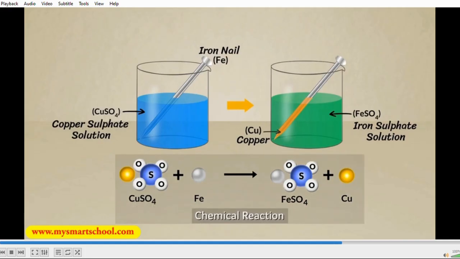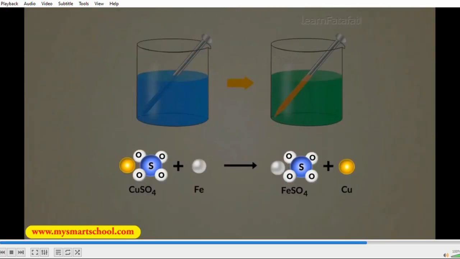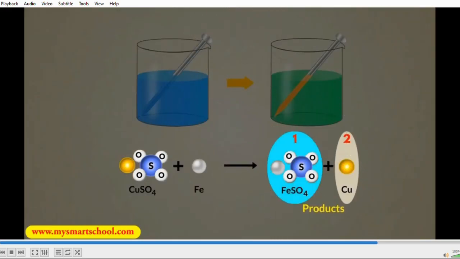How can we identify if the change is chemical or physical? We can identify a chemical change with some observations. Here are those. During a chemical reaction, one or more new substances or products are formed.